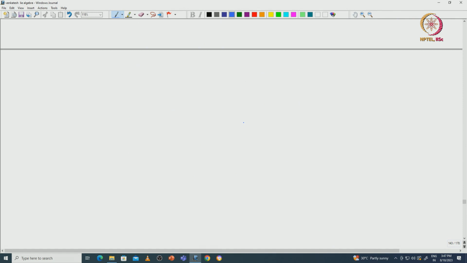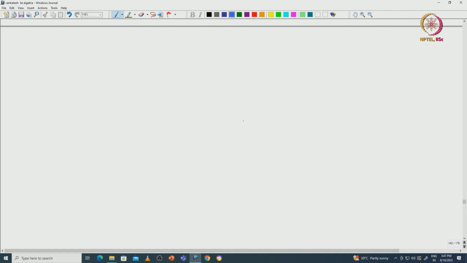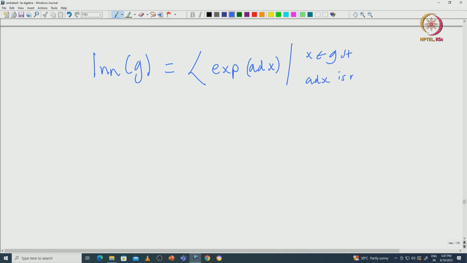This way we are actually getting lots of automorphisms of G. Now we can define what is called the inner automorphism of G. The inner automorphism of G is defined to be the subgroup generated by all these exponential ad x, where x is in G such that ad x is nilpotent.